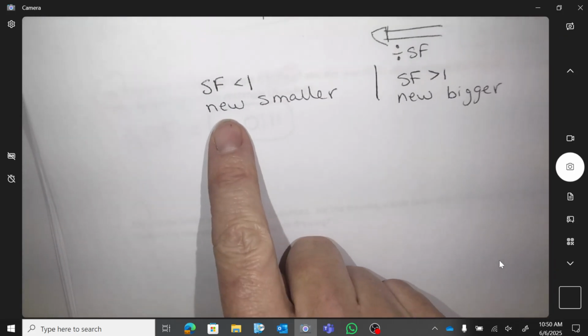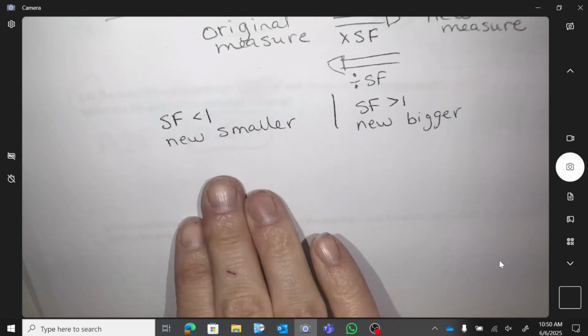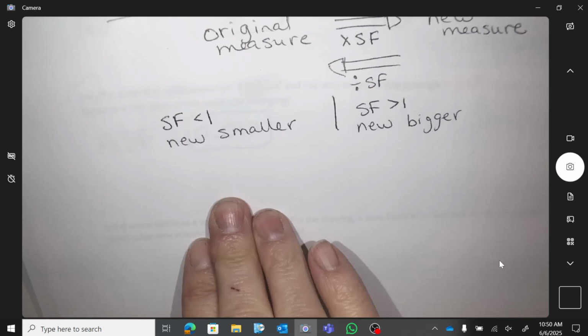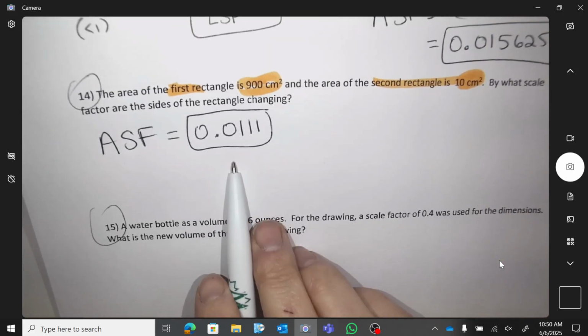Here's on your cheat sheet. If your scale factor is under 1, it's making something smaller. Okay? I wrote that down. Yeah. That makes sense. So this is less than 1, right?